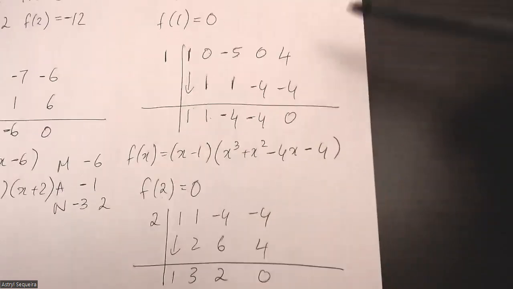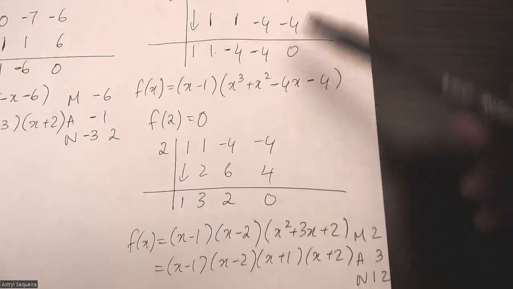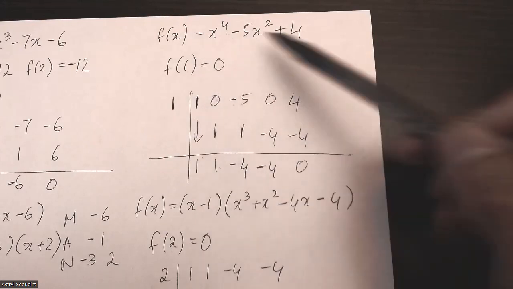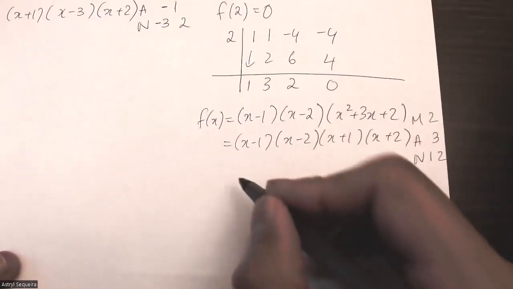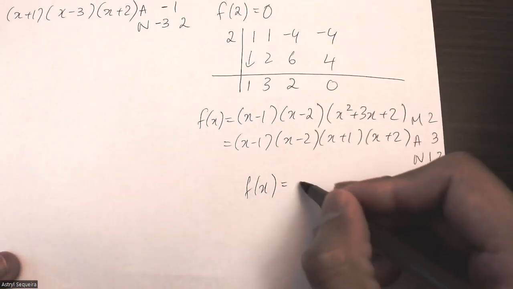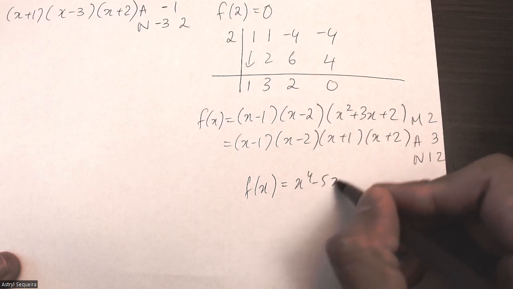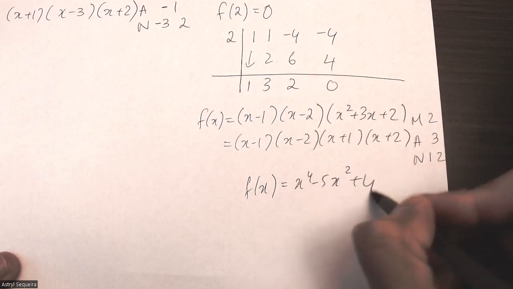Now, you saw how long this problem took. I had to do synthetic division twice and factoring. I'm going to show you a really quick way to do this now. I'm going to rewrite the question here. So f of x equals x^4 minus 5x squared plus 4.